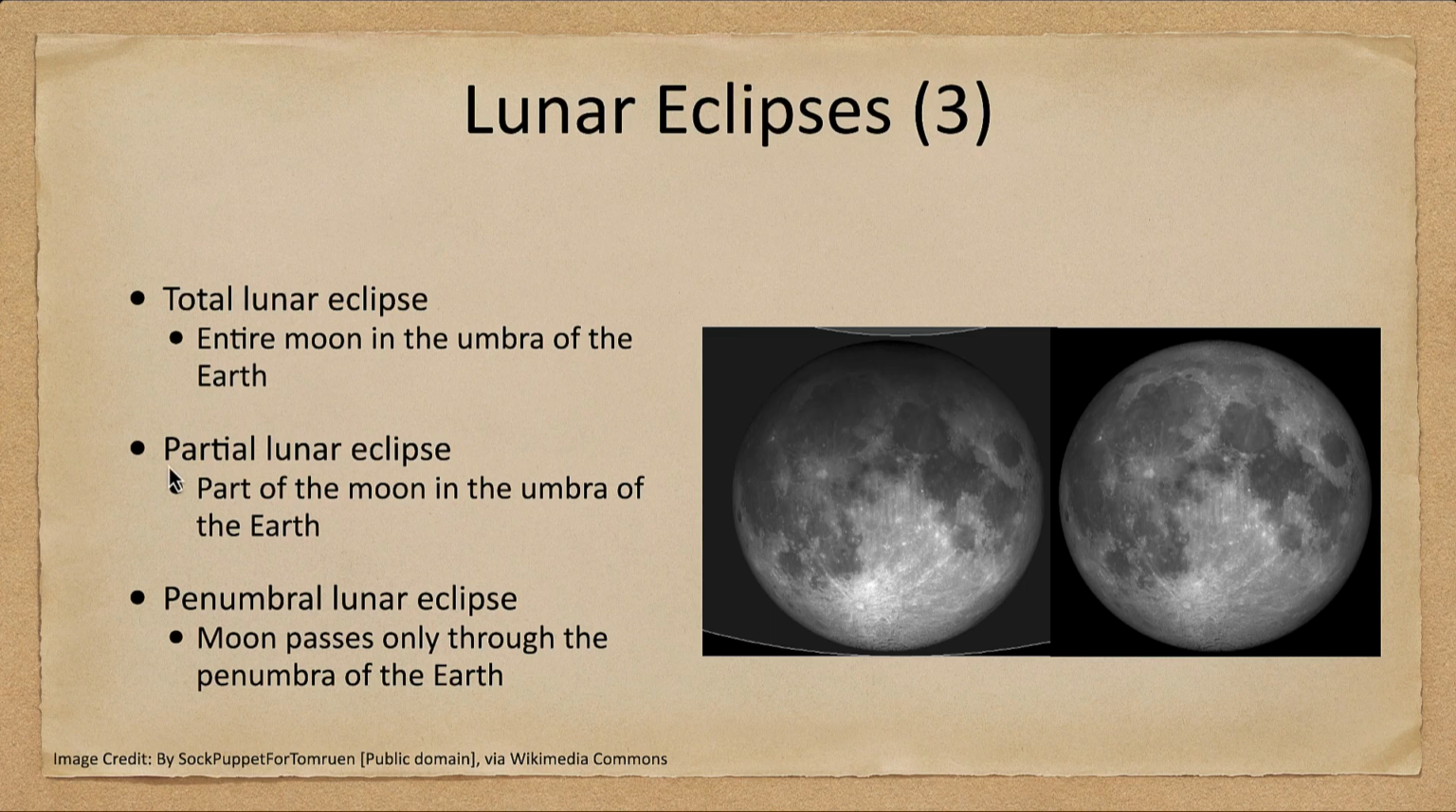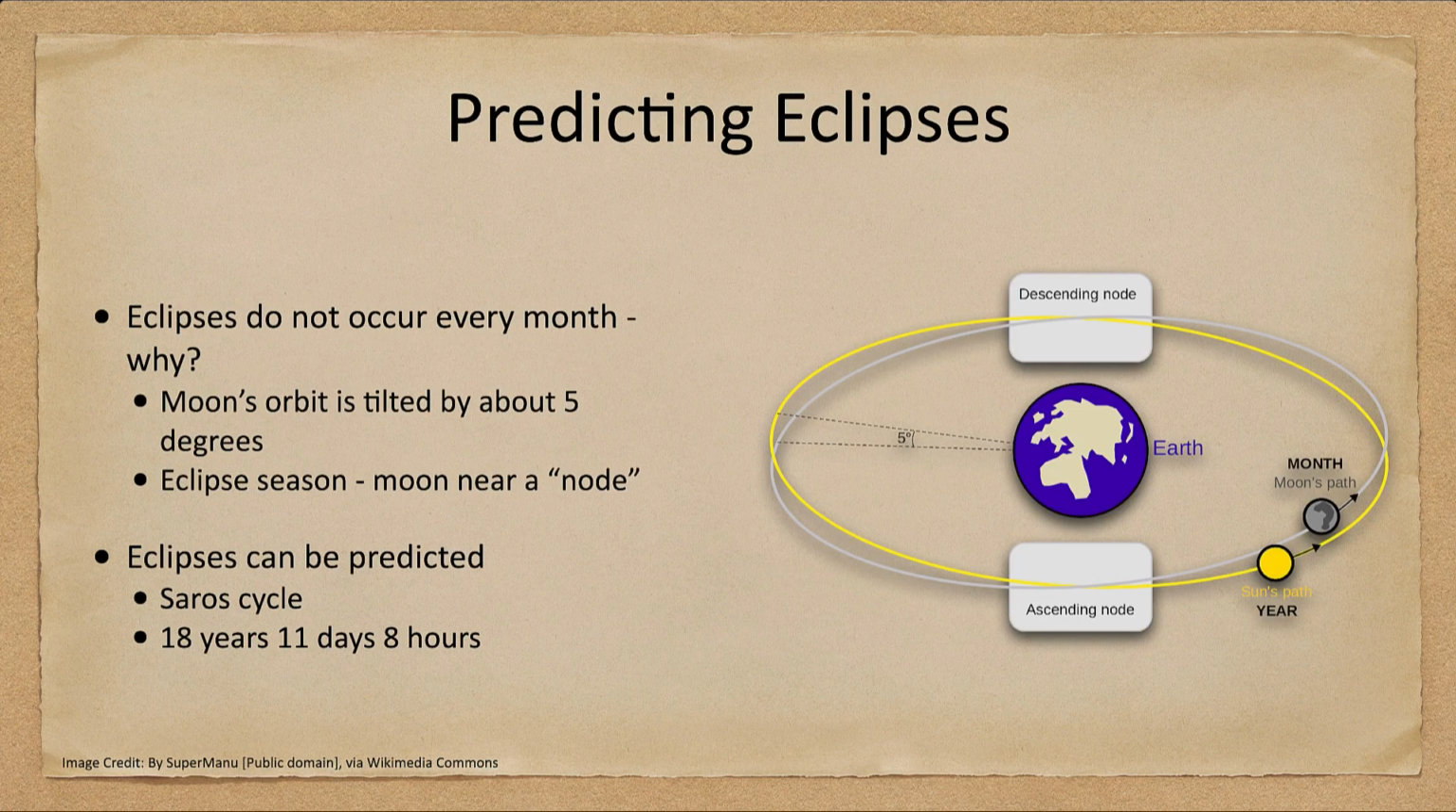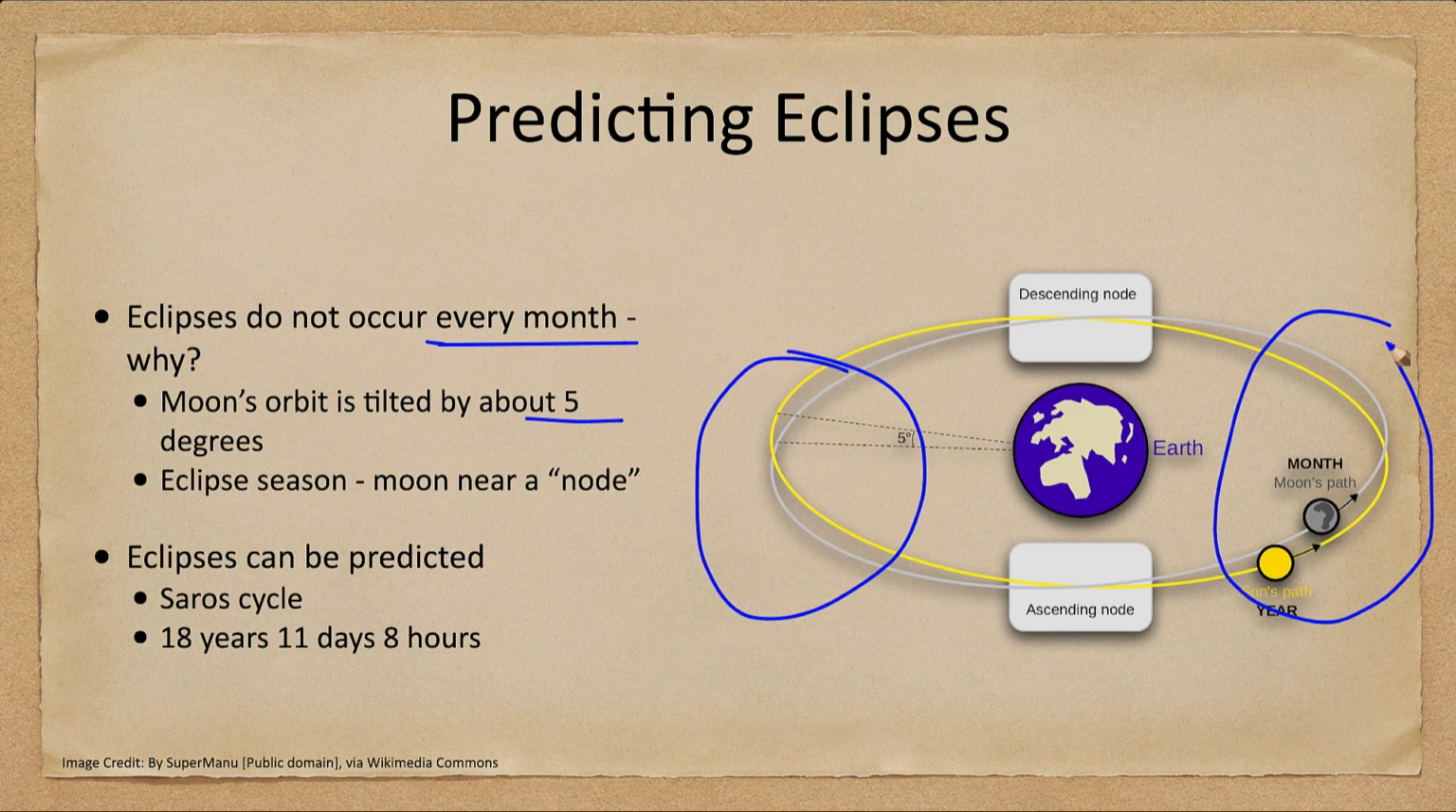Now, how can we go about predicting an eclipse? We don't get an eclipse every month, even though we get a new moon, which is when a solar eclipse occurs, or a full moon when a lunar eclipse occurs every month. And that's because the moon's orbit is tilted by about 5 degrees. So most of the time, for example, in this region and this region, the sun and moon would pass well above or below each other, and we would never get an eclipse.